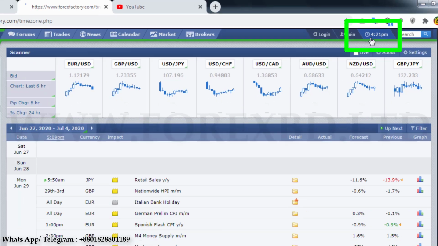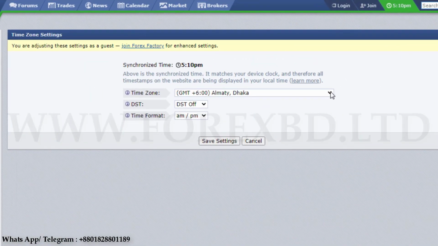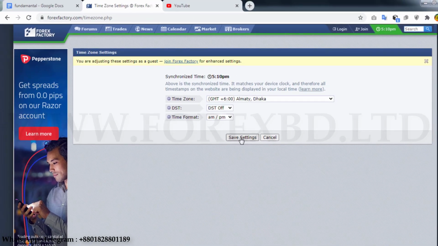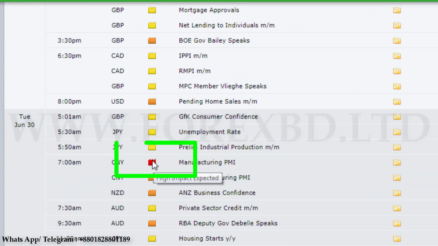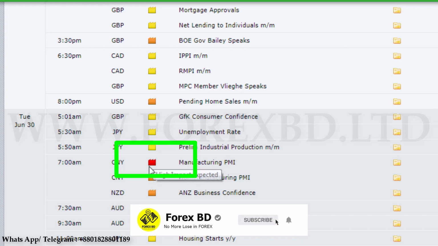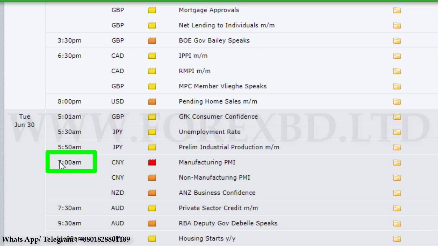Set the time according to the time of your country or your PC or laptop. Otherwise, it will be very difficult to do your analysis. The red signals you can see here are high impact, which means that there is going to be a big impact on this pair, and there is a time, which means the impact will start at this time.